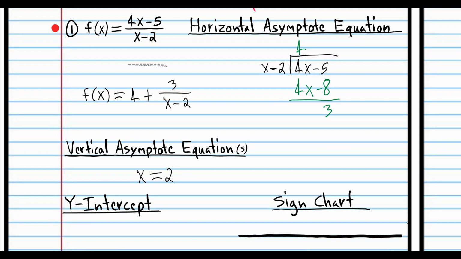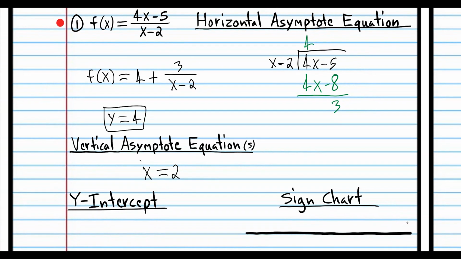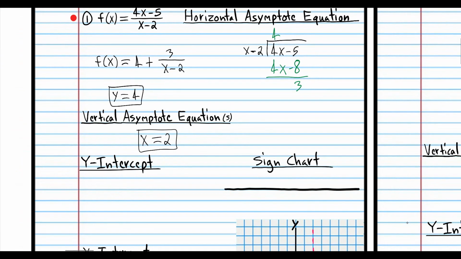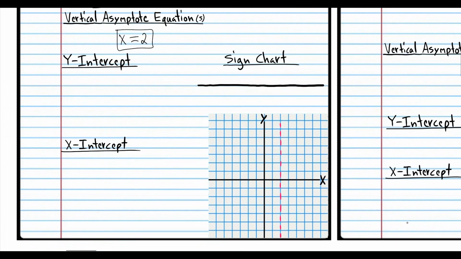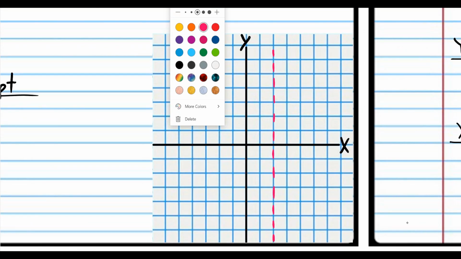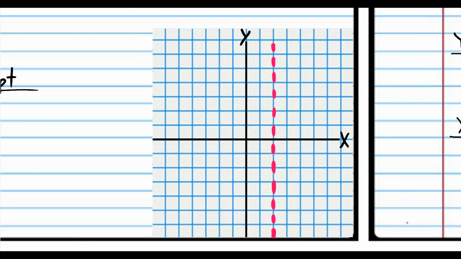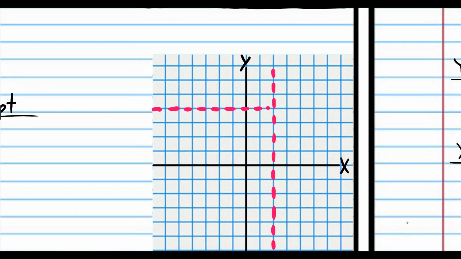So we can say, because this fraction is in proper form, and we know that this fraction approaches 0, we can say that the horizontal asymptote is y is equal to 4. And I guess I'll just rectangle these because those are part of the answers. So now we're going to draw the horizontal asymptote. And I'm going to make that a little bigger. So we have a horizontal invisible line at y equals 4.